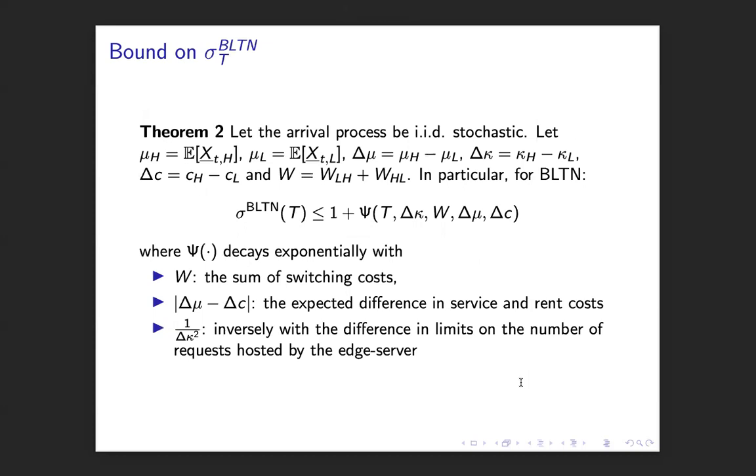We also show that a bound exists on sigma BLTN. So considering an arrival process to be IID stochastic, we say that sigma BLTN is bounded by this factor. Here psi decays exponentially with W, which is the sum of switch costs. It also decays exponentially with the difference of expected service and rent costs. It's inversely proportional to the differences in the limits on the number of requests that can be hosted by the edge server.